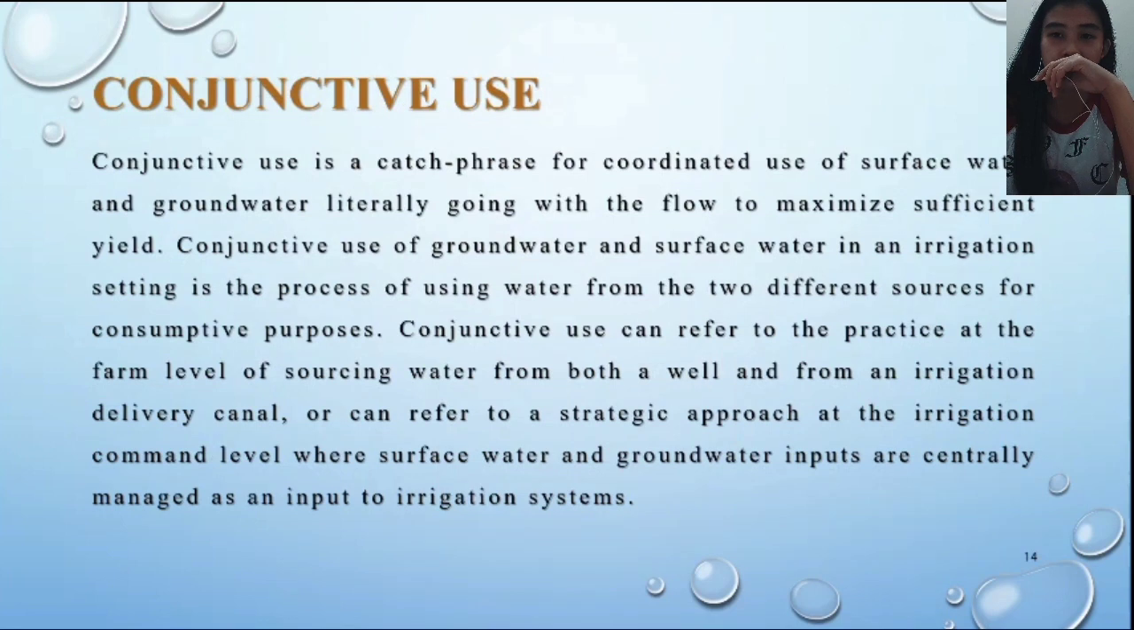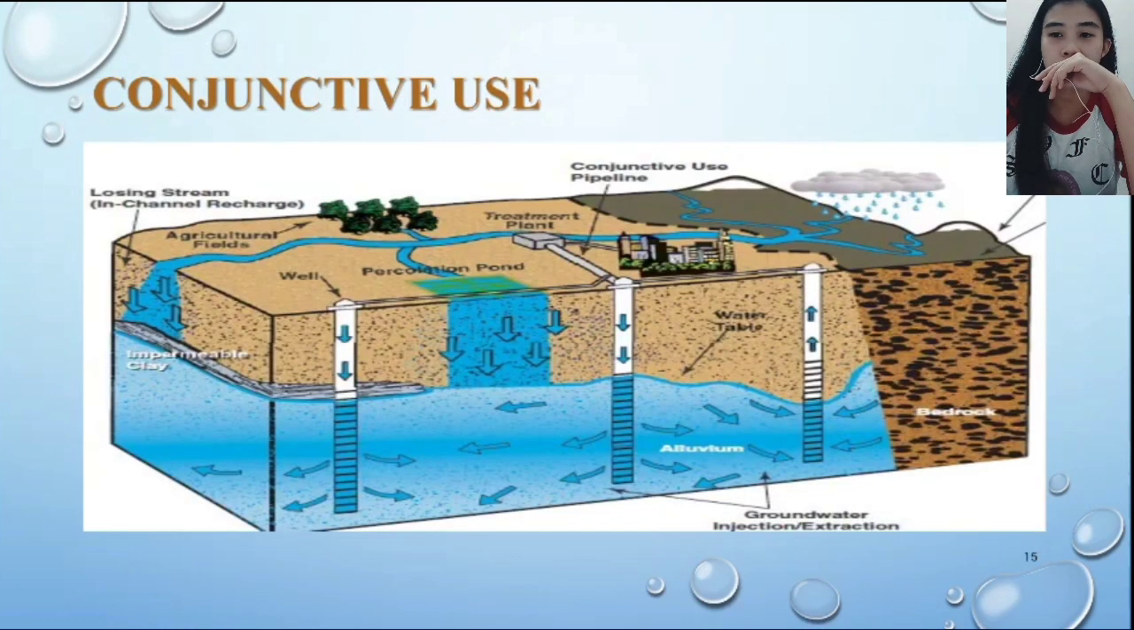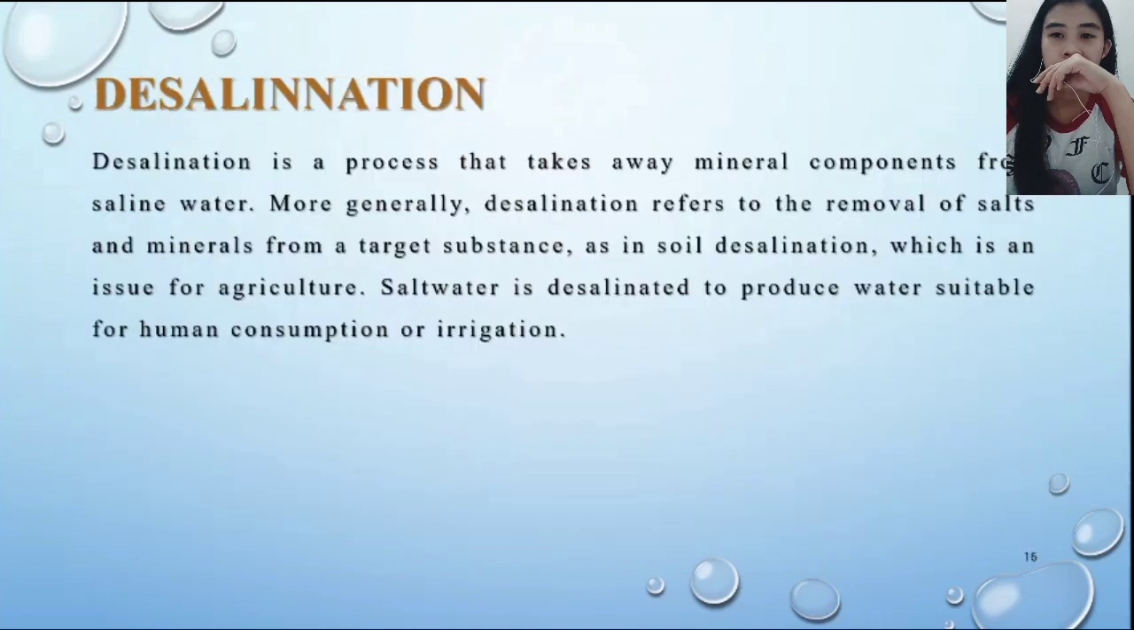groundwater inputs are centrally managed as an input to the irrigation system. The planned conjunctive use of groundwater and surface water has the potential to offer benefits in terms of economic and social outcomes through significantly increased water use efficiency. It supports greater food and fiber yield per unit of water use.